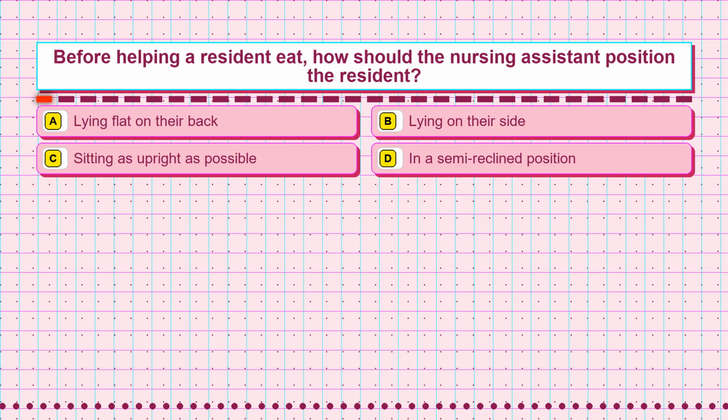Question 46. Before helping a resident eat, how should the nursing assistant position the resident? Option A. Lying flat on their back. Option B. Lying on their side. Option C. Sitting as upright as possible. Option D. In a semi-reclined position.